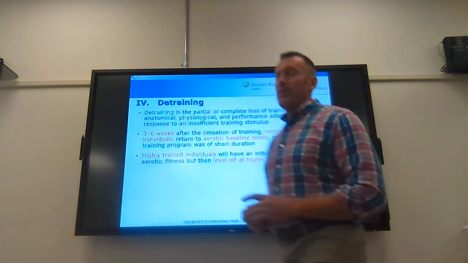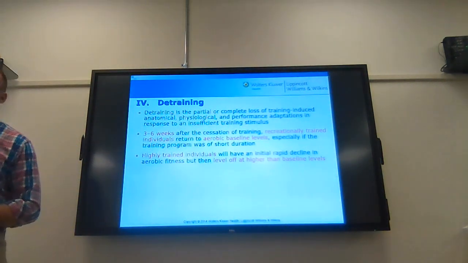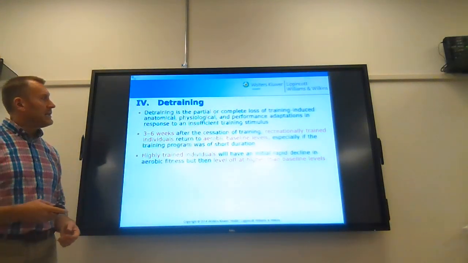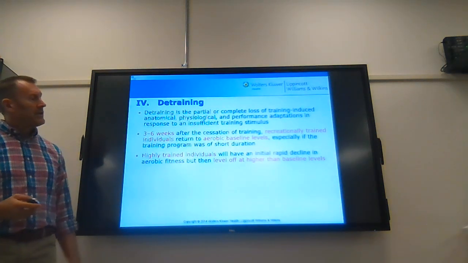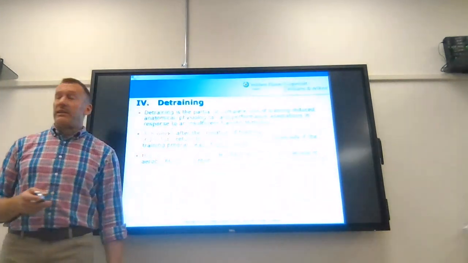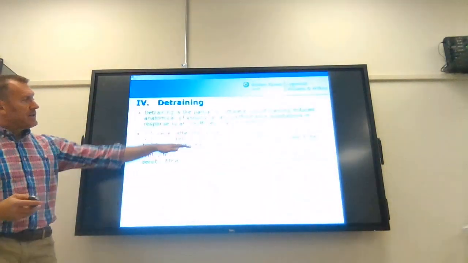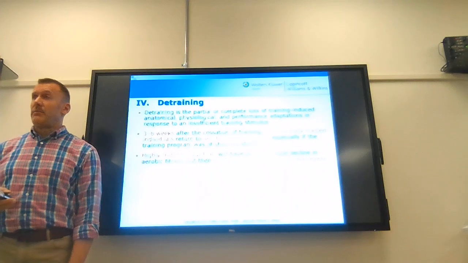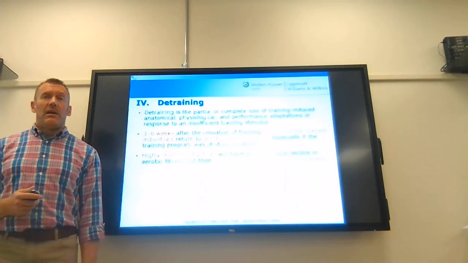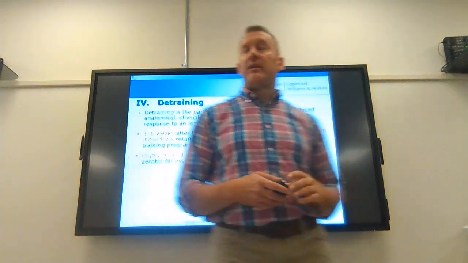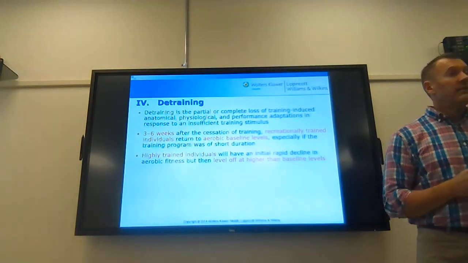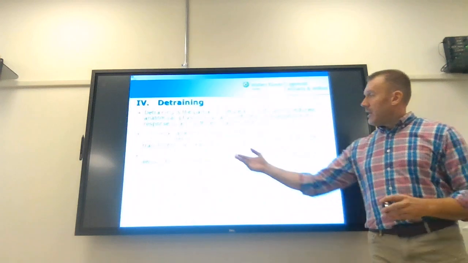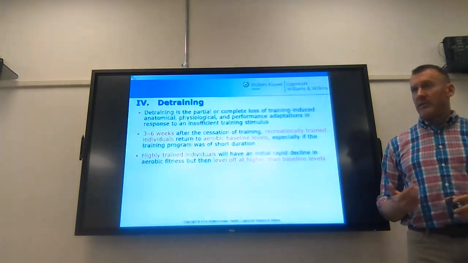So in terms of aerobic fitness, a lot of it depends on your training status. If you're just recreationally trained, so you jog on a consistent basis, after 3 to 6 weeks your aerobic fitness returns to baseline levels, especially if you haven't been training very long. For highly trained individuals, so we're talking about really good endurance athletes, you don't revert back to baseline, but there is some reversibility going on. There'll be an initial rapid decline, and then it'll plateau out at a level that's higher than what your baseline was.